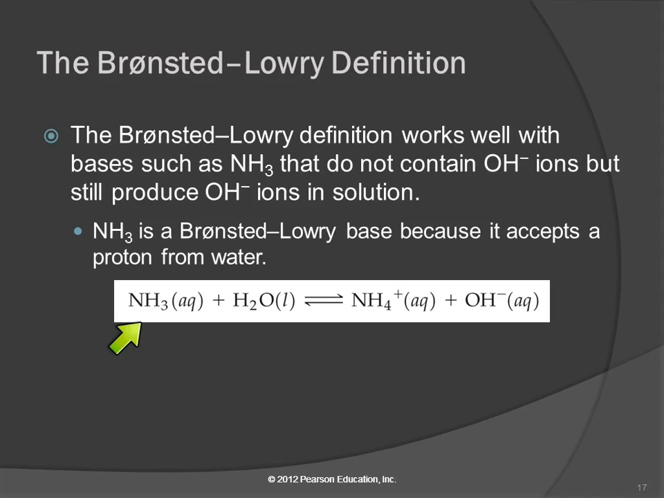Ammonia is a base, but it doesn't have any oxygen in it. And so you could look at that from the Arrhenius definition and say, how does that form hydroxide ions in solution? It doesn't really explain what's going on there. But ammonia is a Brønsted-Lowry base. When you mix ammonia with water, the ammonia accepts a proton from the water, acting as a base, forming ammonium ion. And when the water donates, acts as an acid and donates a proton, we get hydroxide ion.